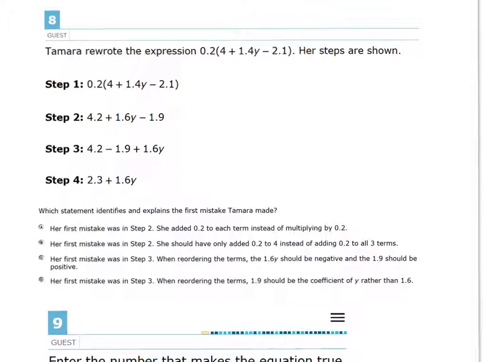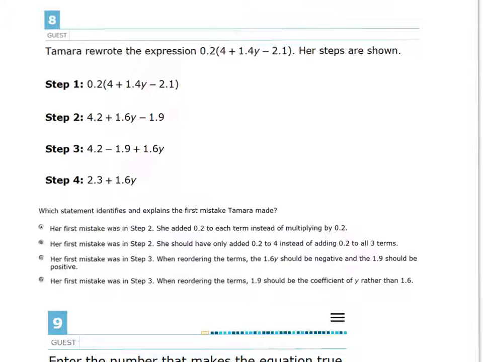Then she switches the numbers around using the commutative property. Finally, she combines like terms. Now, which statement identifies and explains the first mistake Tamara made? Letter A, her first mistake was in step 2. She added 0.2 to each term instead of multiplying by 0.2.